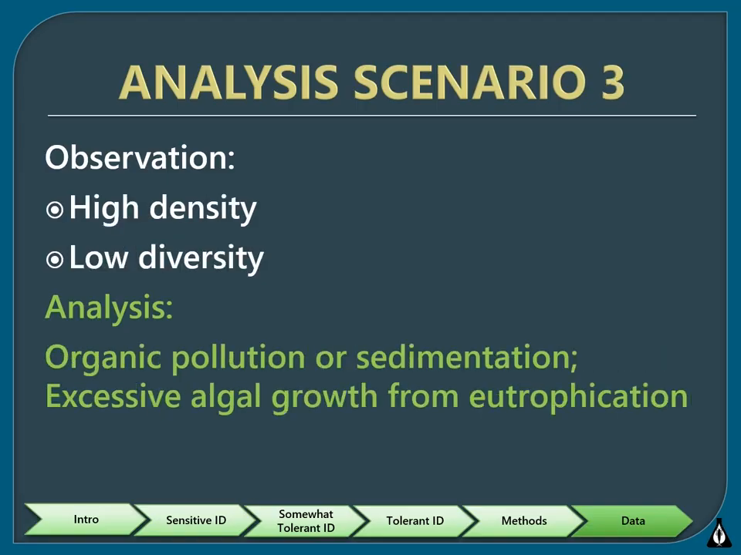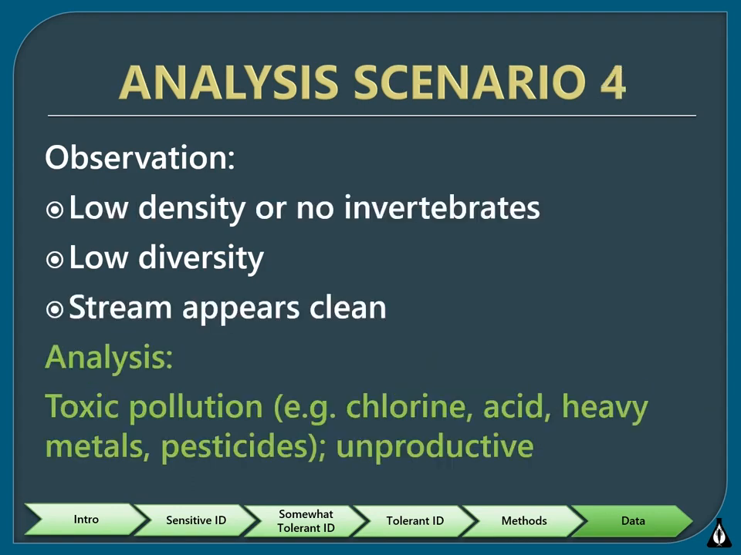In this third scenario, we have high density but low diversity. So lots of invertebrates, but only a few different taxa. This could indicate too many nutrients in the stream or eutrophication. You may observe sedimentation or an algal bloom. In this last scenario, we have very few invertebrates and not very many taxa. The water appears clear and clean. This could indicate toxic pollution, such as chlorine. This can occur if there is a water main break or if a pool is draining into the stream.